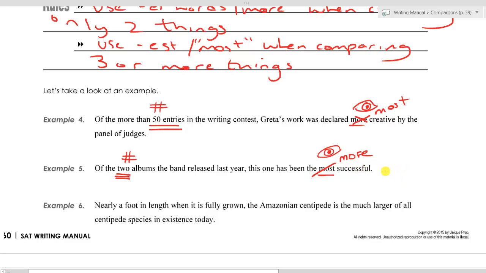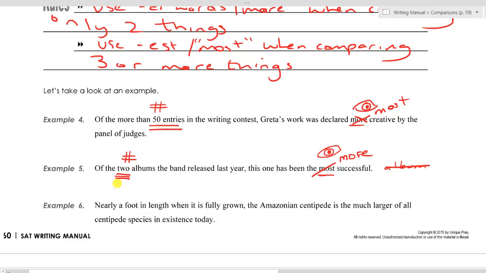Now, a lot of students will say that you need "album" at the end of the sentence. You need to say the more successful album. You cannot just end with the more successful. That is not correct. You do not need to repeat the noun at the end of the sentence. It is perfectly fine to end the sentence with the more successful and then the period.